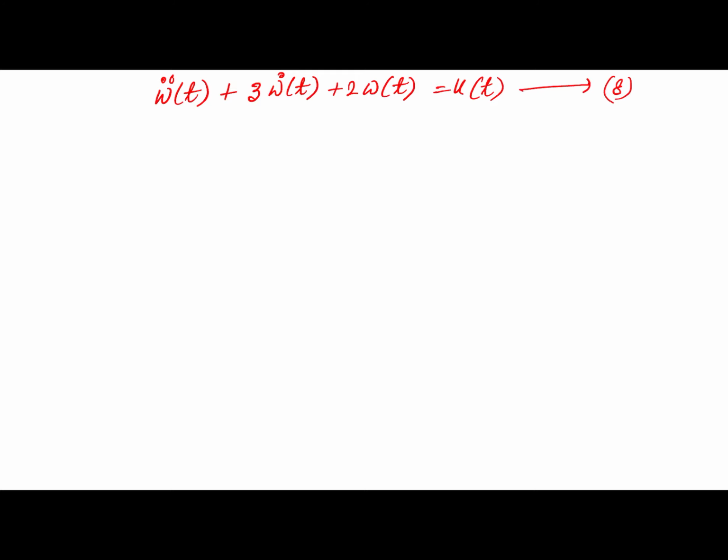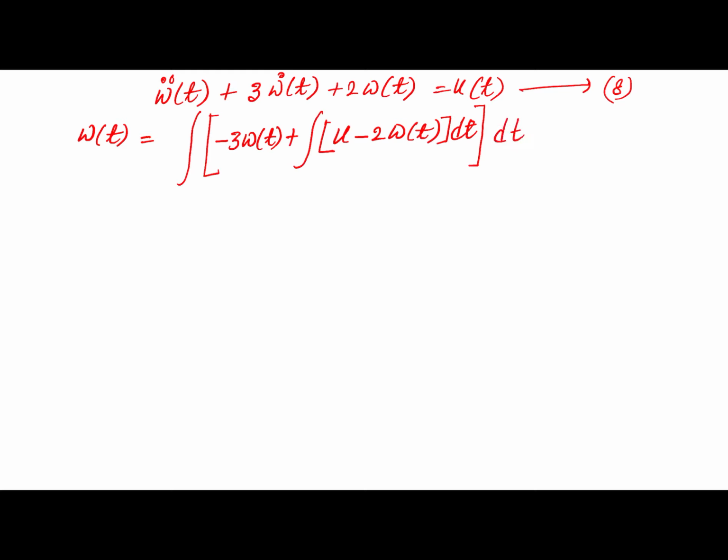From the above equation, omega double dot can be written as integration of minus u minus 2 times of omega dt, plus integration of minus three times of omega dt. From this equation I will derive the state diagram.